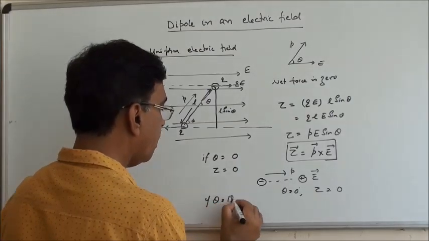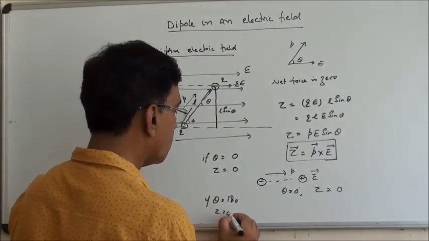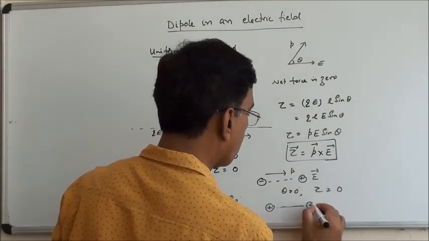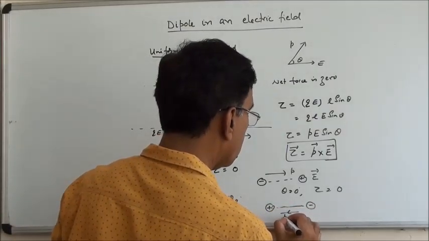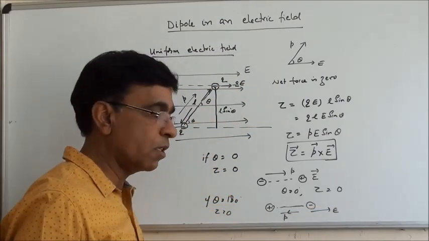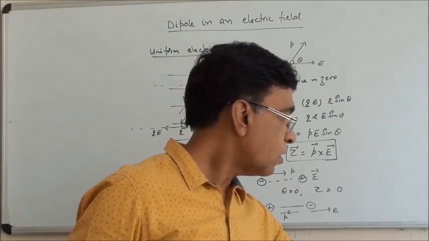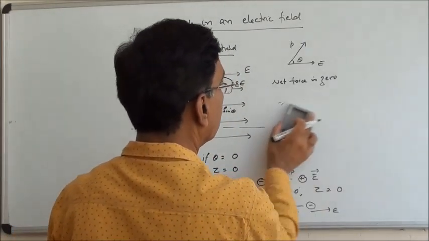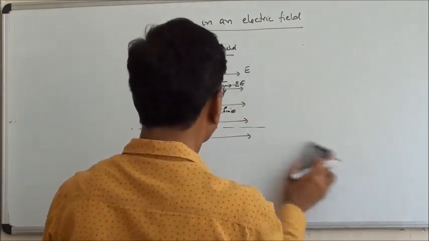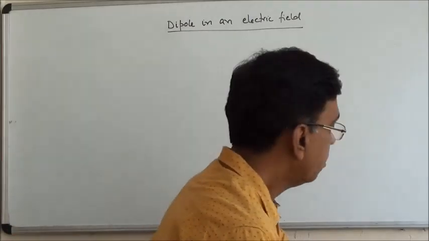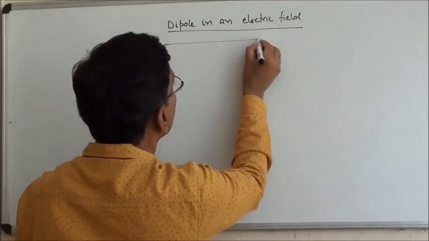If theta is 180, again torque is 0, but this time P is this, minus to plus, and E is this. But even in this case, the torque is 0. What is the difference in these two situations? Let's discuss these two situations.